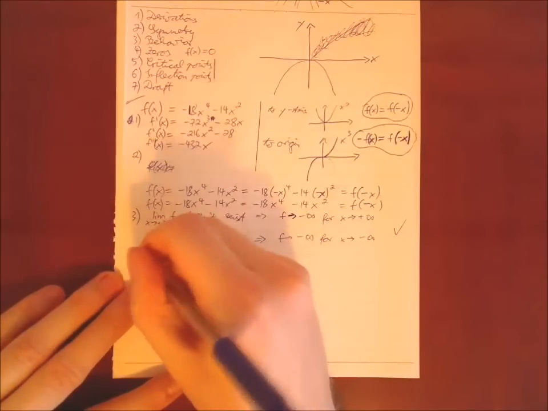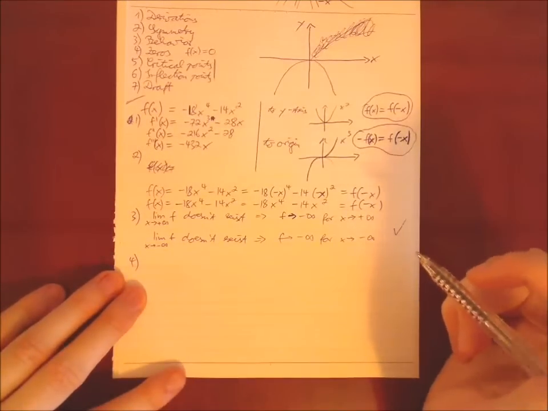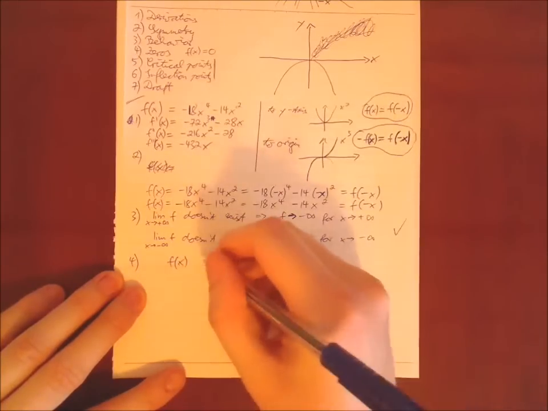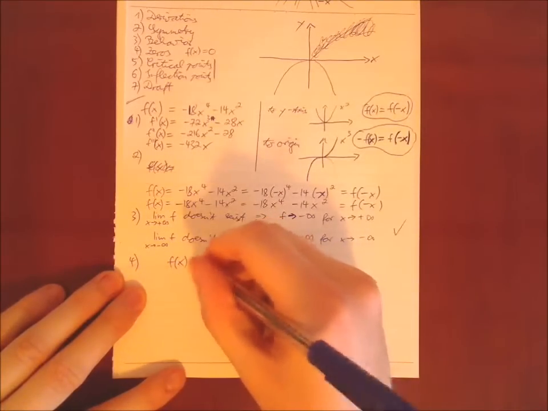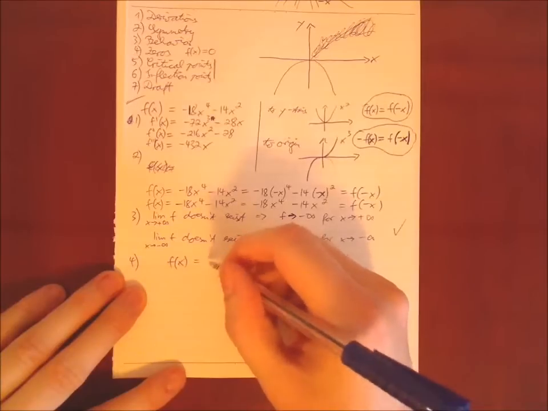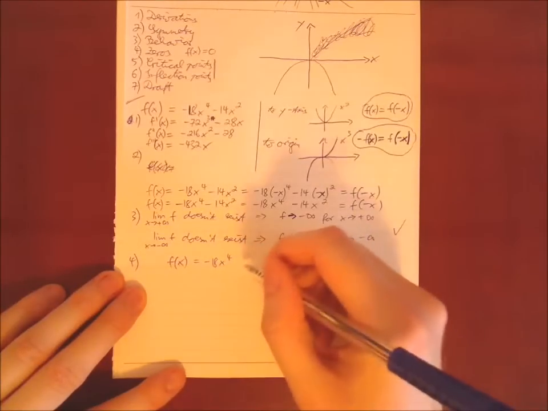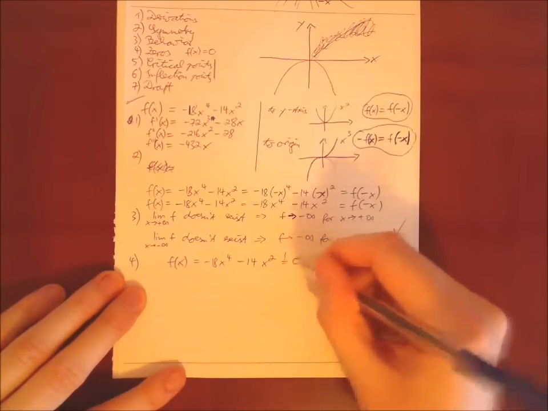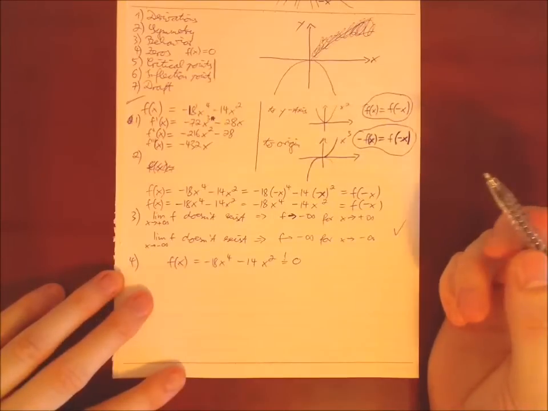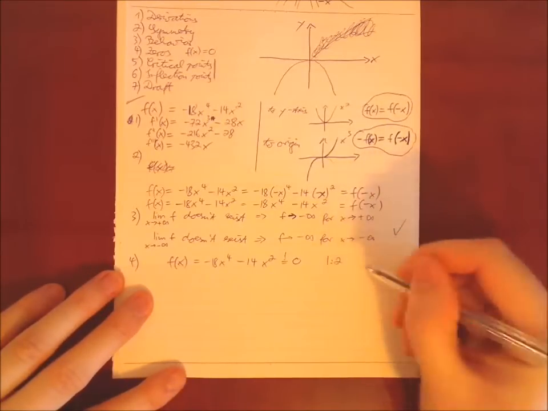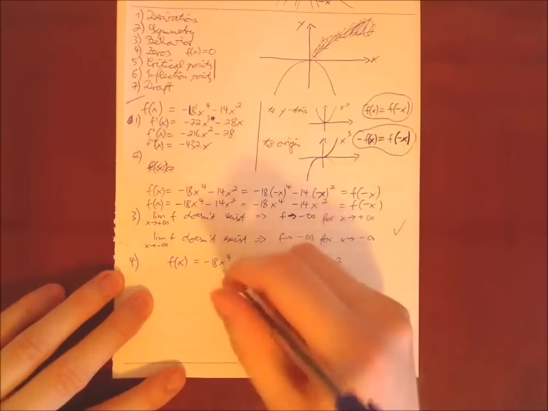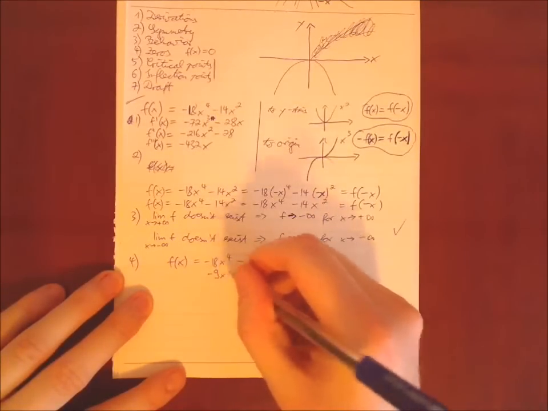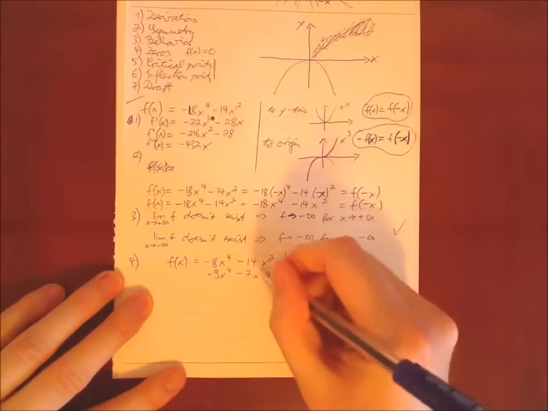Good. The fourth step is zeros. How to find zeros? In this case, actually quite easy. Okay, we have our function and we need to set it to 0. So take our function, minus 18x to the power of 4 minus 14x to the power of 2, set to 0. It looks a little bit ugly, but we can say first we divide by 2. So we have minus 9x to the power of 4 minus 7x to the power of 2.